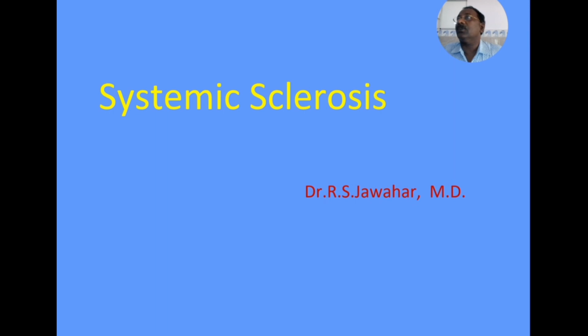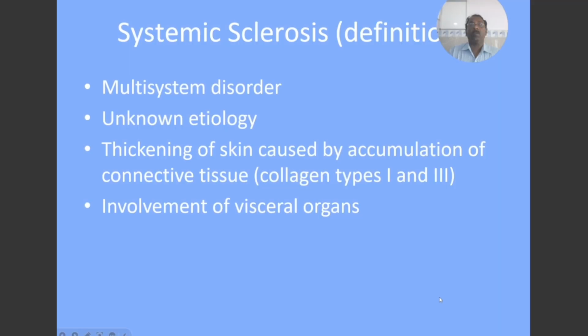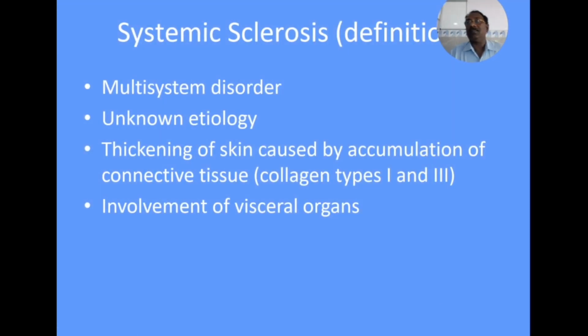Doctors, today's topic will be systemic sclerosis. This is a chronic autoimmune disease characterized by the accumulation of material like collagen in the skin, in the vascular epithelium, and also in the internal organs. So that is systemic sclerosis. It's a multi-system disorder, like any autoimmune disease.